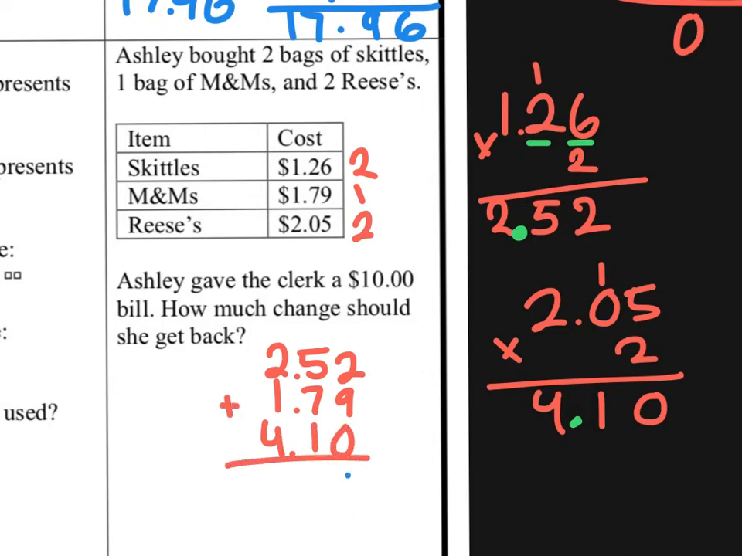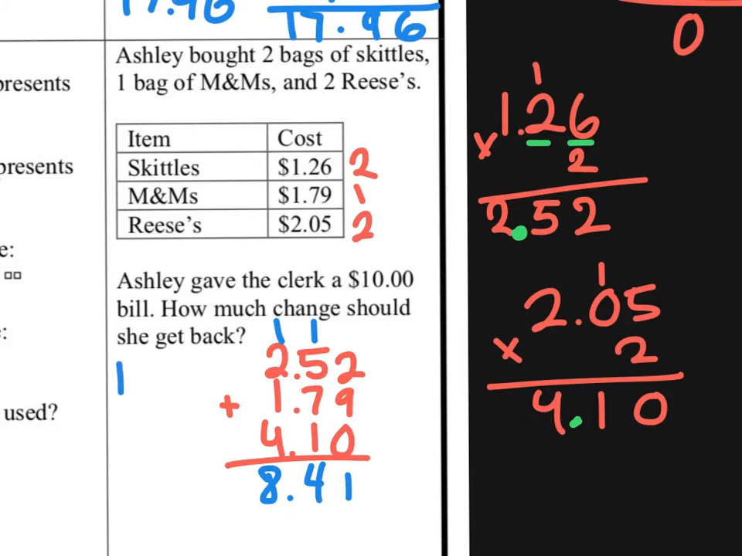2 plus 9 makes 11, carry the 1. 1 plus 5 makes 6. 6 plus that 7 right there is going to be 13. 13 plus that 1 makes 14, carry the 1. 1 plus 2 makes 3. 3 plus 1 makes 4. 4 plus 4 makes 8. Your decimal goes straight down. So we know that she owes $8.41.